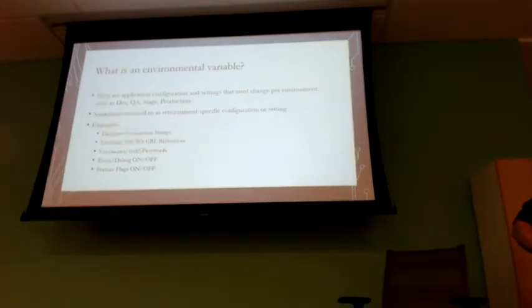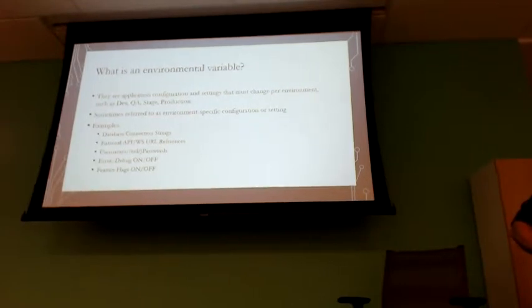So here's some examples. Database connection strings, external API or web service URL references, usernames, God forbid, passwords. There's a really good HashiCorp product called Vault, but that's a different conversation. Sometimes you see error debug flags, and then feature flags. This is very common things. A lot of people refer to them as environment-specific configuration.